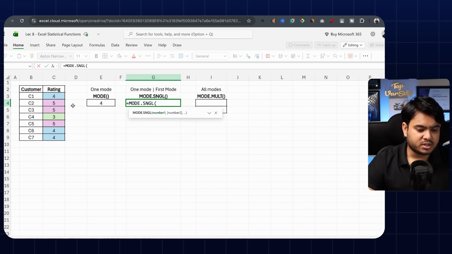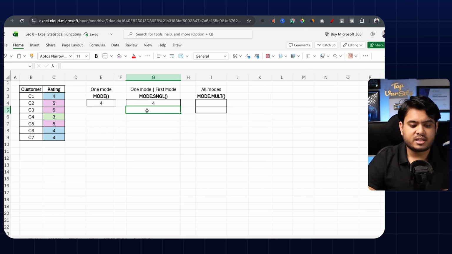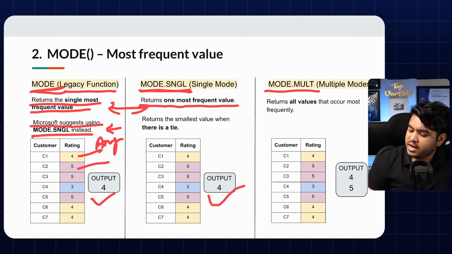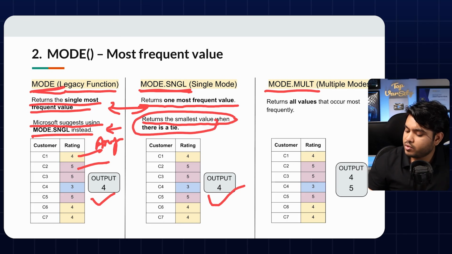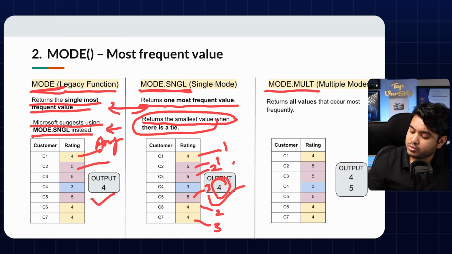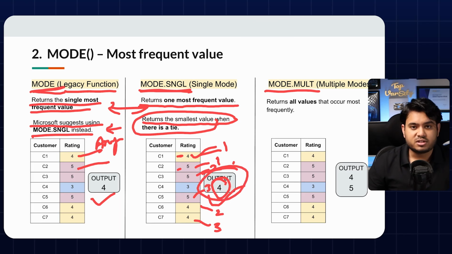Here we are using MODE.SNGL and I'm selecting the range. Here it has written 4 only. But the logic here is that it returns the smallest value when there is a tie. Meaning 4 once, 4 twice, 4 thrice, and 5 once, 5 twice, 5 thrice. But it gives you output 4 because it always considers the smallest value. 5 is greater than 4, 4 is smaller than 5, that's why it considers 4 as the value.